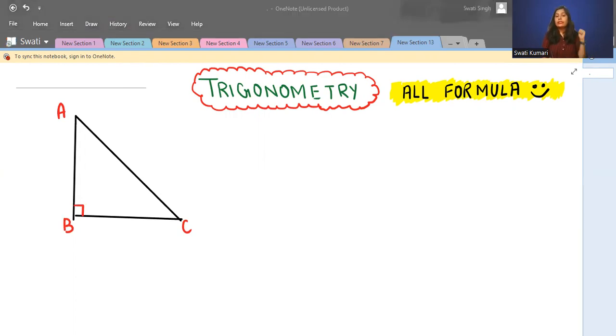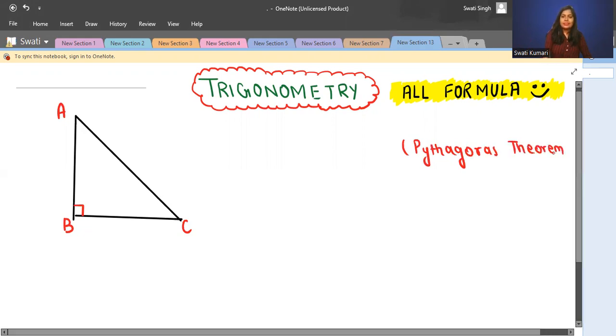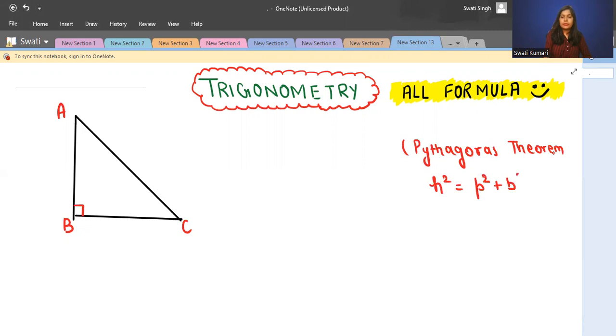Now, the very basic formula that I'm going to start on trigonometry, the first thing that you should know, is Pythagoras theorem. I hope you know what is Pythagoras theorem. Pythagoras theorem is nothing but the square of the hypotenuse is equal to the sum of the square of the perpendicular and the square of base. I'm assuming that you already know it, but I'm going to write it down here in case you don't know. So this is our Pythagoras theorem, which says that hypotenuse square is equals perpendicular square plus base square.